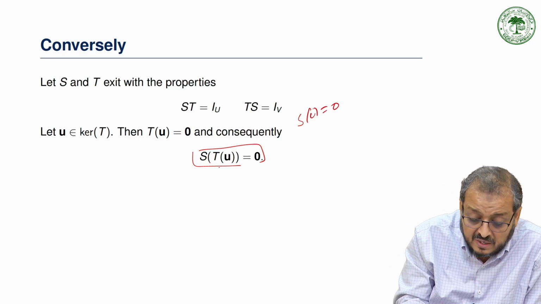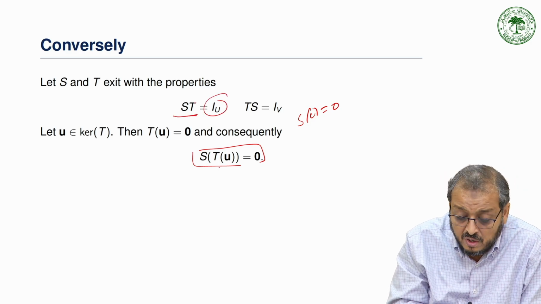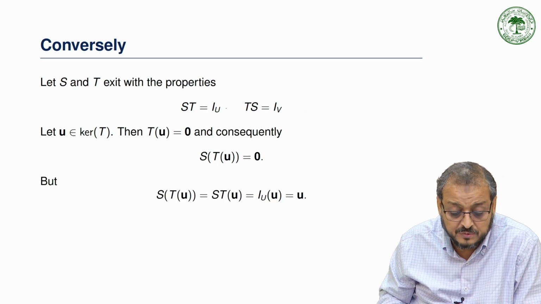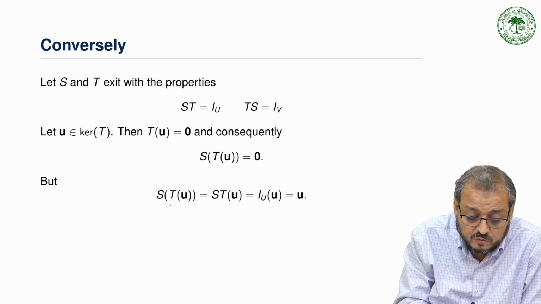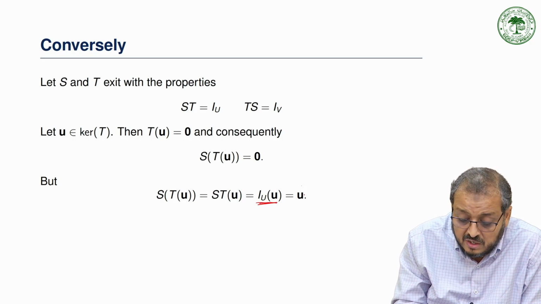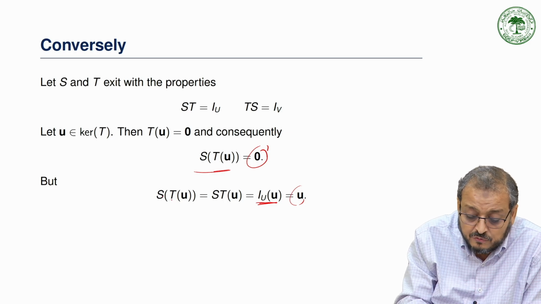But ST is equal to what? It is the identity on U. So the identity of U is always U. This means S of T of U is equal to the identity of U, and the identity of U is equal to U, but ST of U is equal to 0, and ST of U is equal to U.